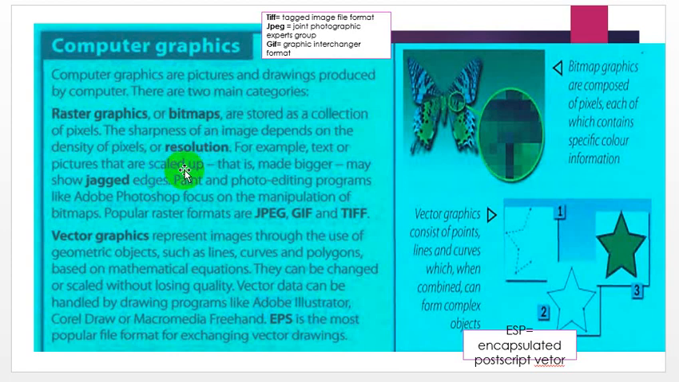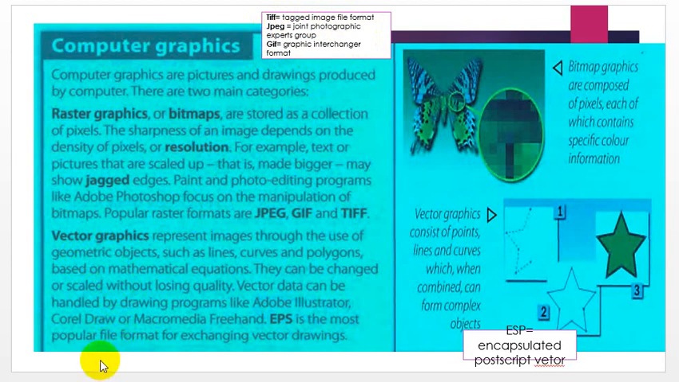For example, text or pictures that are scaled up, that is made bigger, may show jagged edges. Paint and photo editing programs like Adobe Photoshop focus on manipulation of bitmaps. Popular raster formats are JPEG, GIF, and TIFF. Here is what a JPG is, what a GIF is, what TIFF is: tagged image file format.